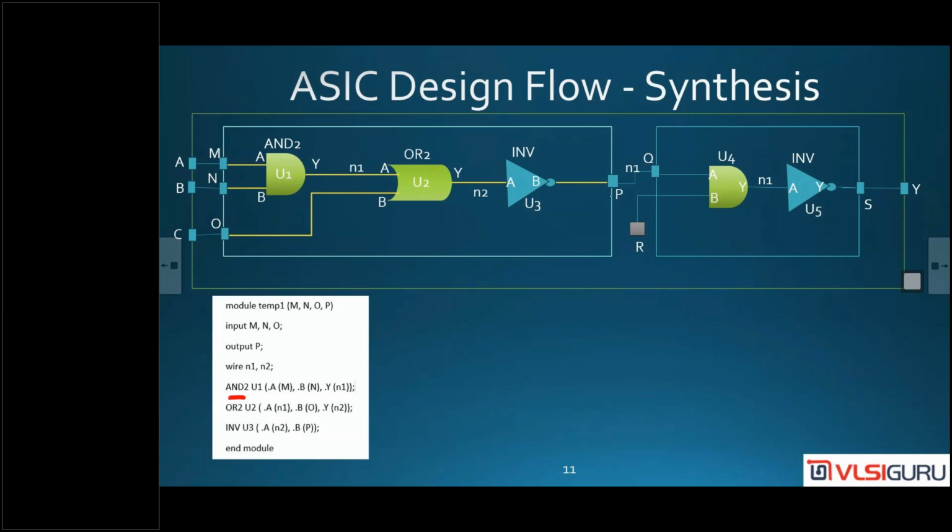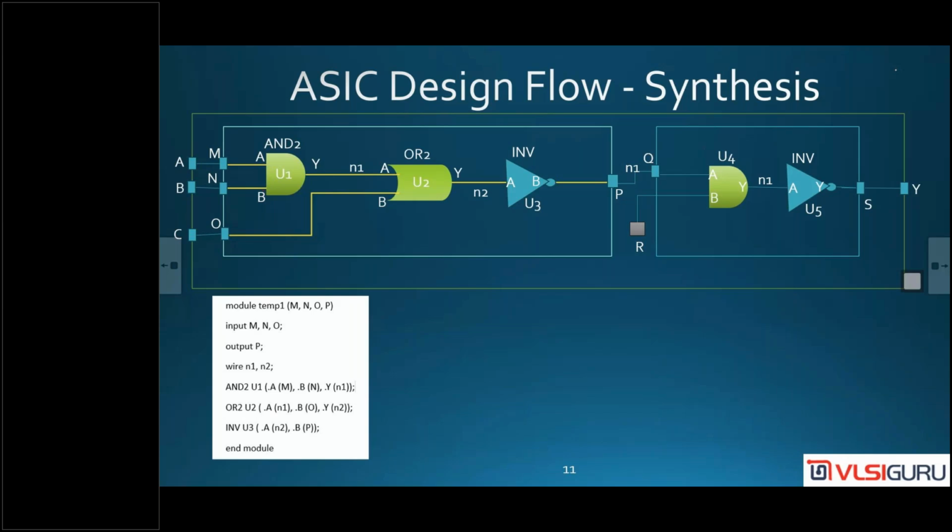AND2. Next I have U1. What is U1? U1 is an instance name. Means in the design I can have n number of AND gates. For one AND gate to be distinguished from another AND gate, there should be a name difference. So for that reason, this U1 is added by my synthesis tool. For every cell, this instance name is different. U1 is the instance name.